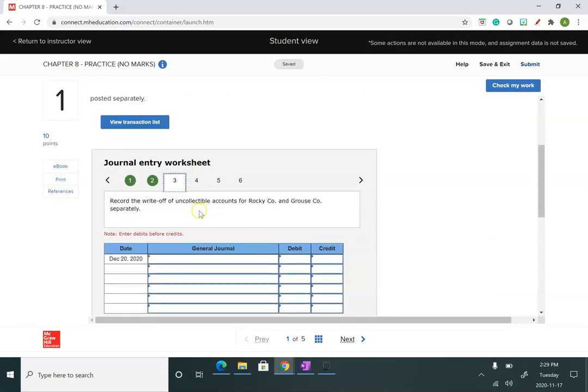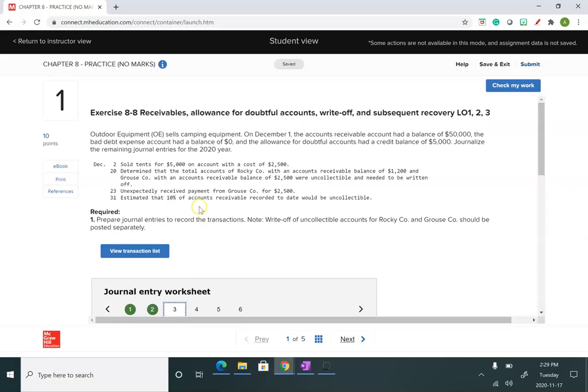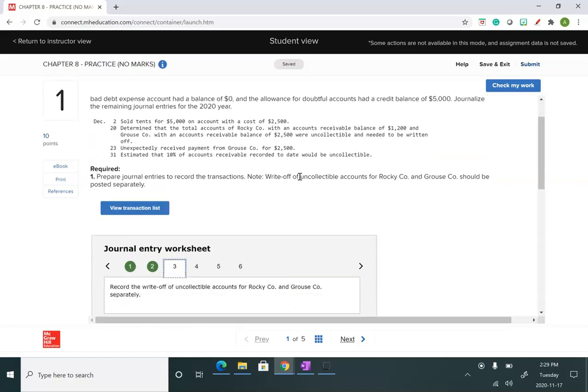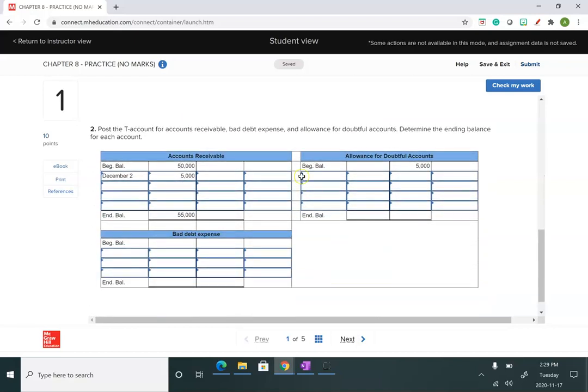Okay, now record the write-off of uncollectible accounts for Rocky and Grouse Company separately. So let's see here. It says on December 20th, determined that the accounts of Rocky with an accounts receivable balance of $1,200 and Grouse with an accounts receivable balance of $2,500 were uncollectible and need to be written off. So when we say we're writing off an account, we're just deciding that we're tired of trying to collect money from them. So we move them out of accounts receivable into this sort of holding account, which is called the allowance for doubtful accounts.